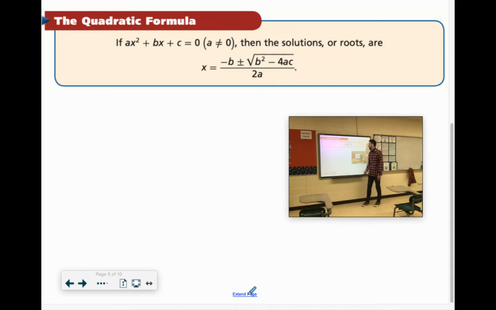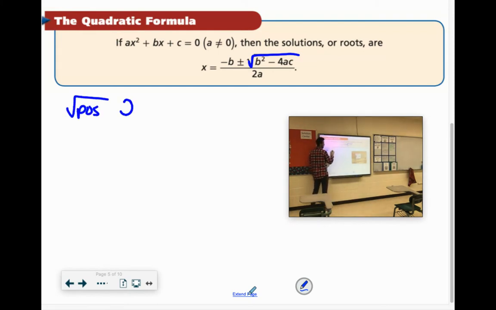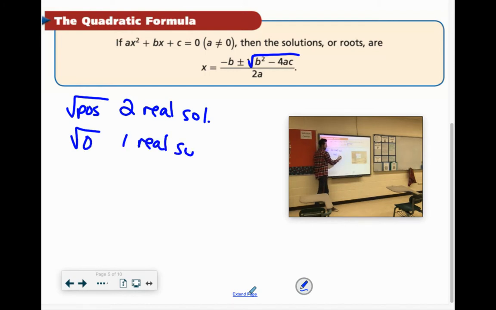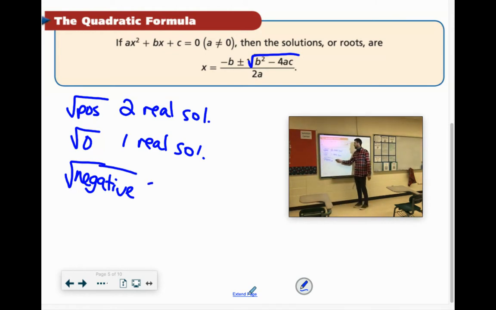Now the discriminant is the portion in the square root symbol. Now you know if you square root a positive number, you're going to have two real solutions. The only time you're going to have one real solution is if you're square rooting 0. One real solution. Now, if you square root a negative number, ordinarily that would have been no solution back in the day, but now we're going to say that is two complex solutions, because that's going to go into the complex number system, the i system.